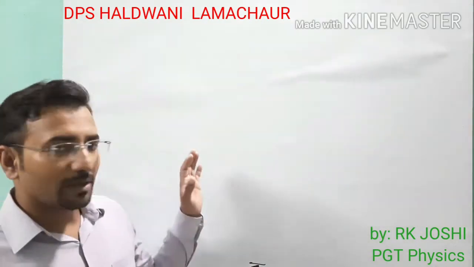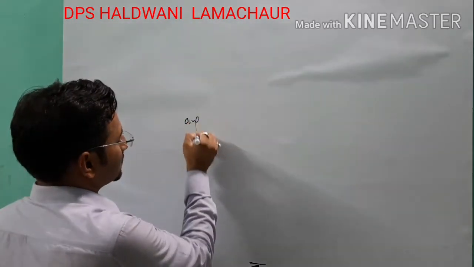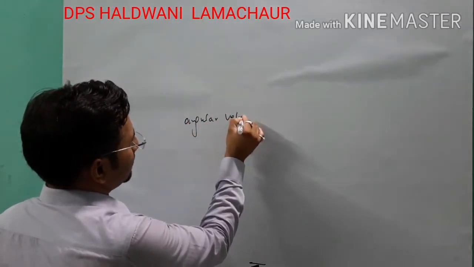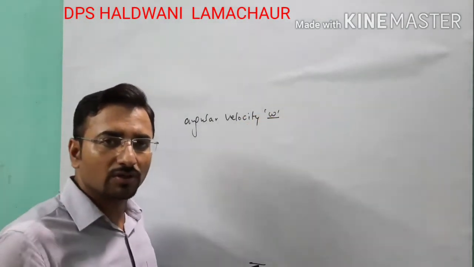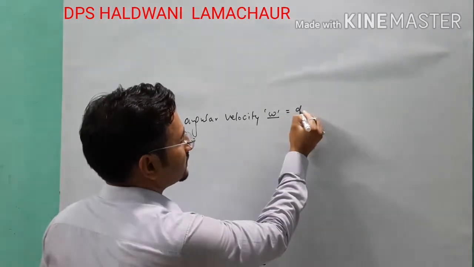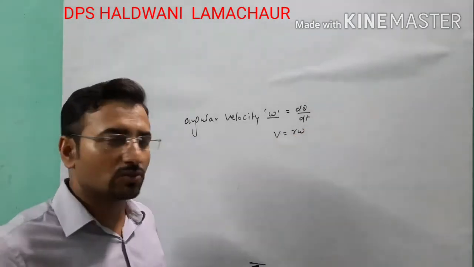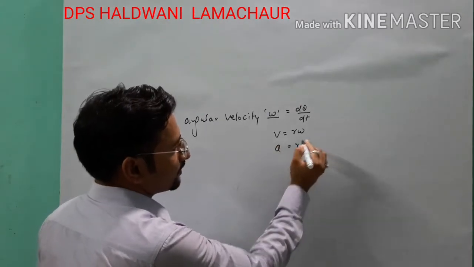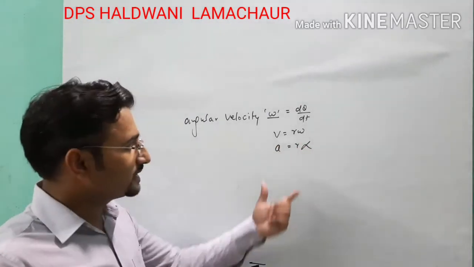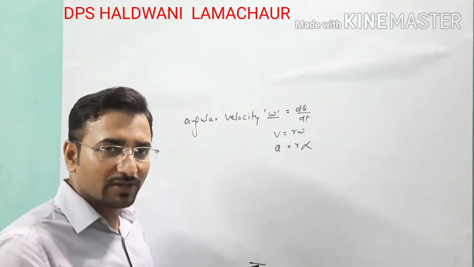So dear student, in my previous video I discussed topics related to uniform circular motion, like angular velocity omega, which remains constant in uniform circular motion, and its formula is d theta by dt. And the relation between linear velocity and angular velocity, v equals r omega, and after that the relation between linear acceleration and angular acceleration, r alpha. So these are some topics which we discussed in my previous video.